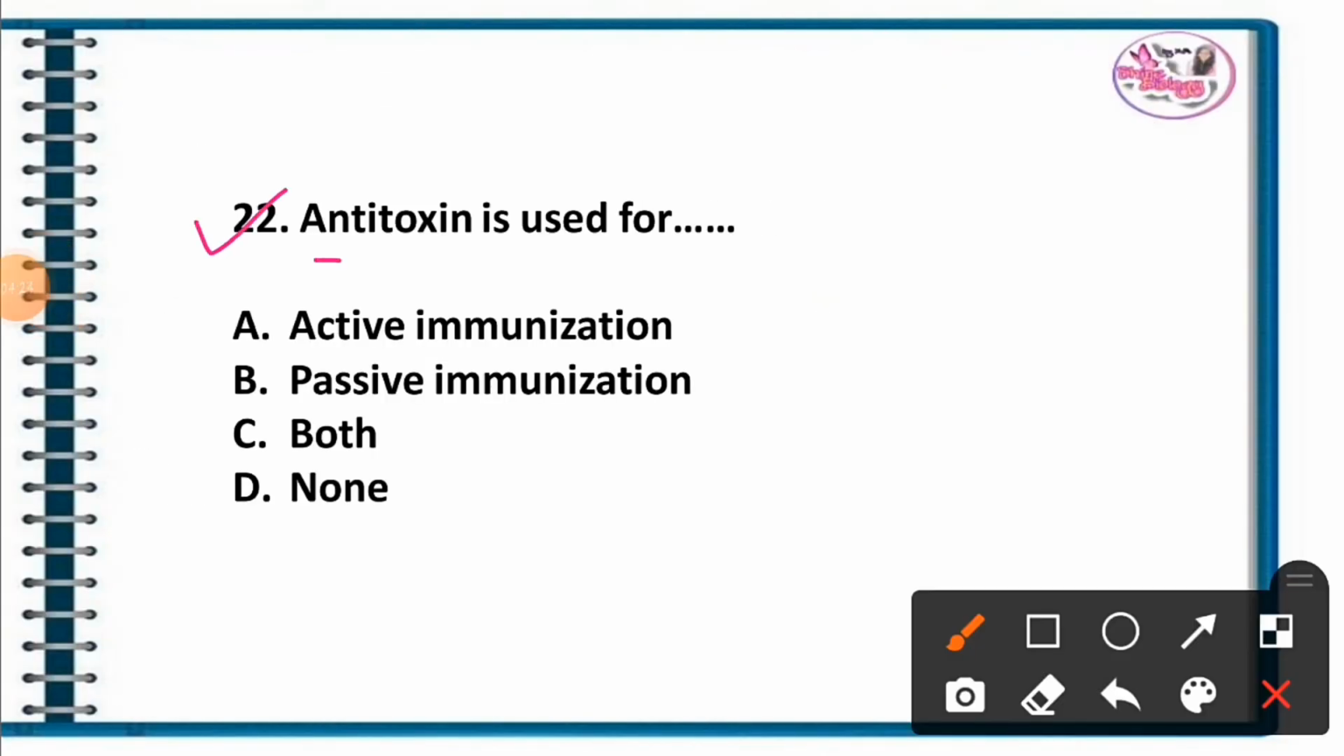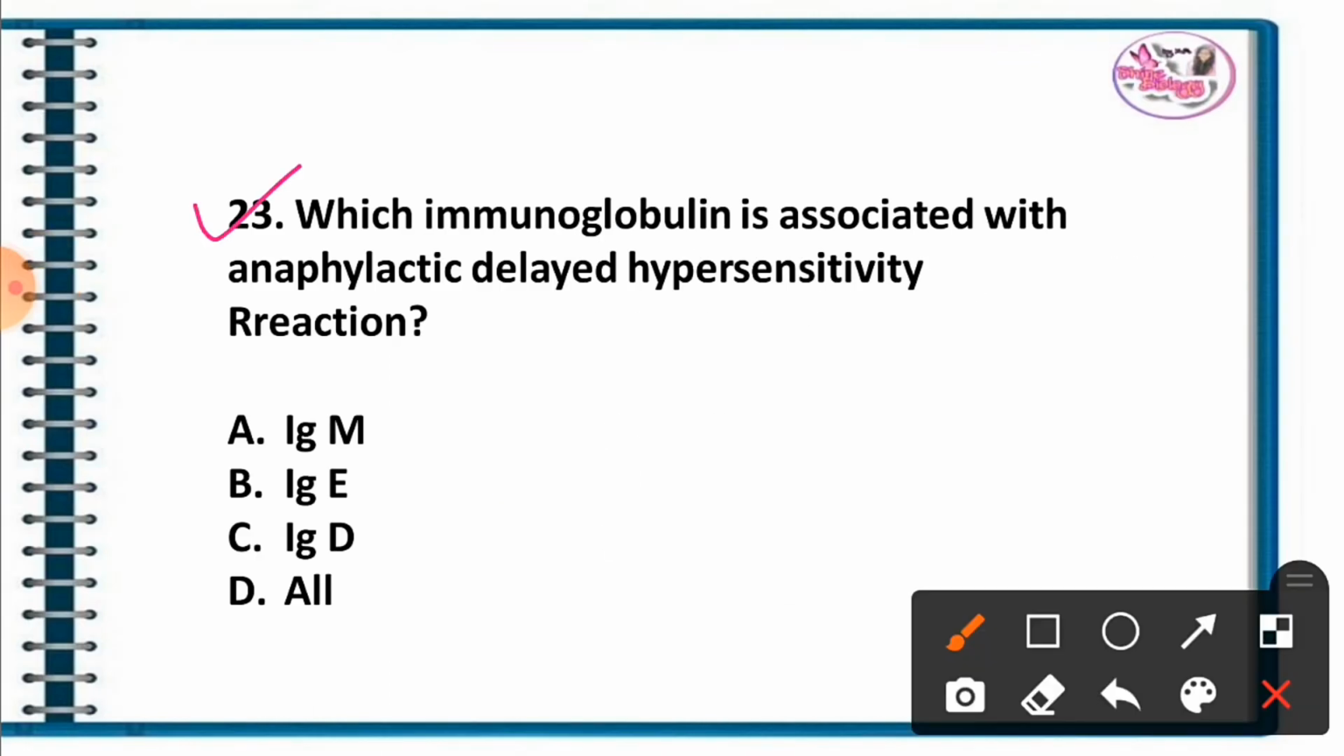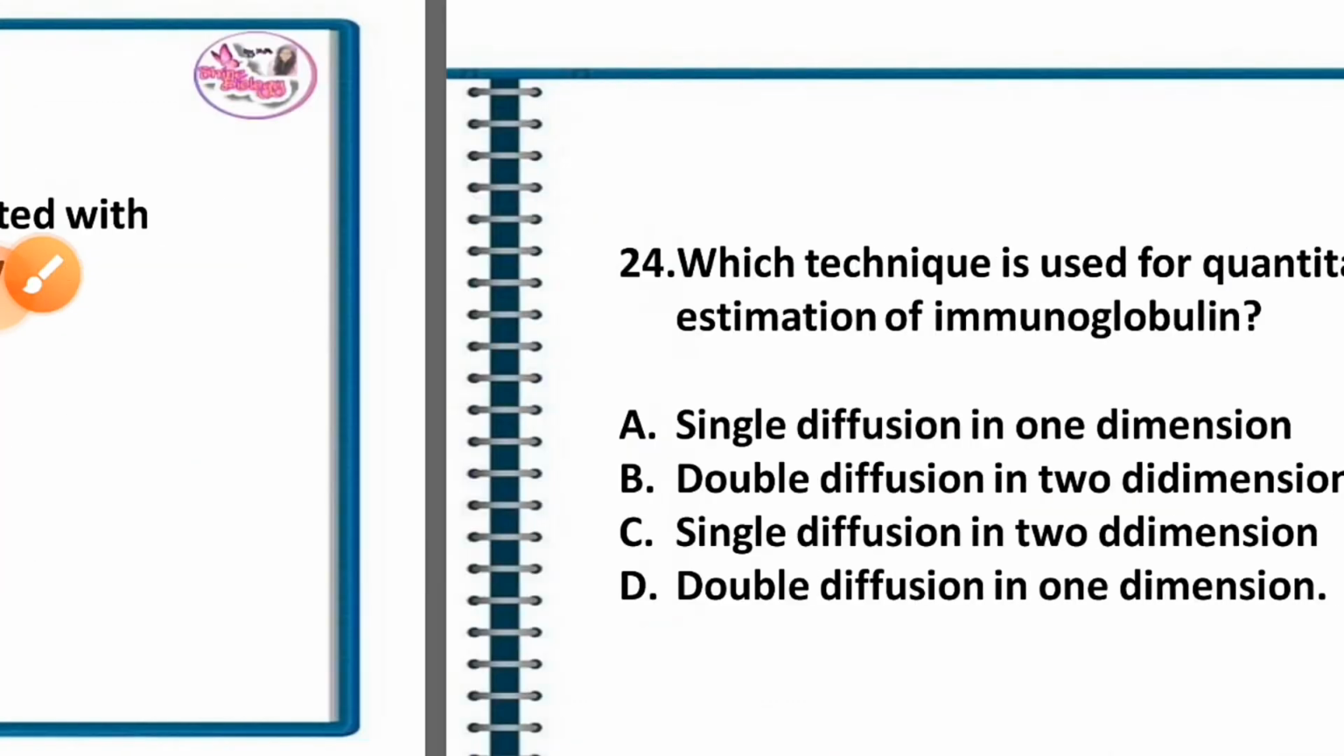Question 22. Antitoxin is used for. The correct answer is option B. Passive immunization. Question 23. Which immunoglobulin is associated with anaphylactic delayed hypersensitive reaction? The correct answer is option B. IgE. Immunoglobulin E is associated with anaphylactic hypersensitivity reaction.